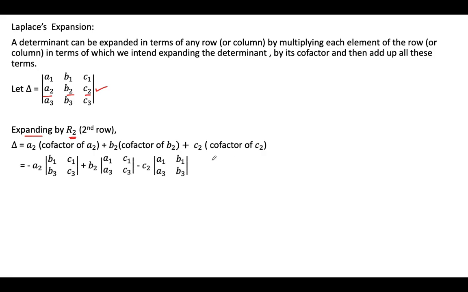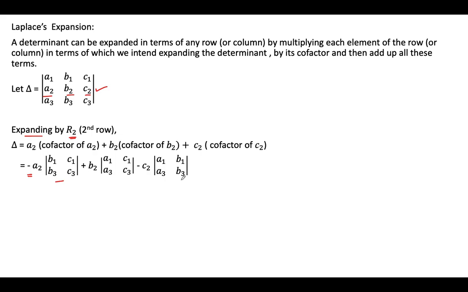What is the cofactor of A2? This is in the second row first column, so it should carry a negative sign, so it is minus A2 into the cofactor of A2, which will be B1, C1, B3, C3. Imagine that you are deleting the second row and the first column where A2 lies. The remaining elements will be B1, C1, B3, C3. Isn't it? Similarly, plus B2, plus because this is in the second row second column, so this carries a positive sign, and this cofactor will be the determinant of A1, C1, A3, C3, minus C2 into the determinant of A1, B1, A3, B3.